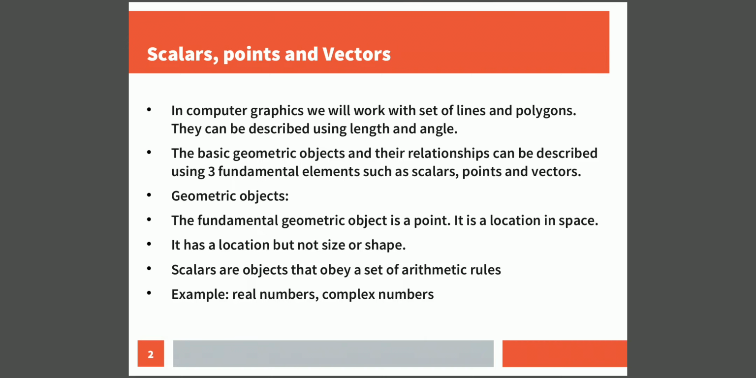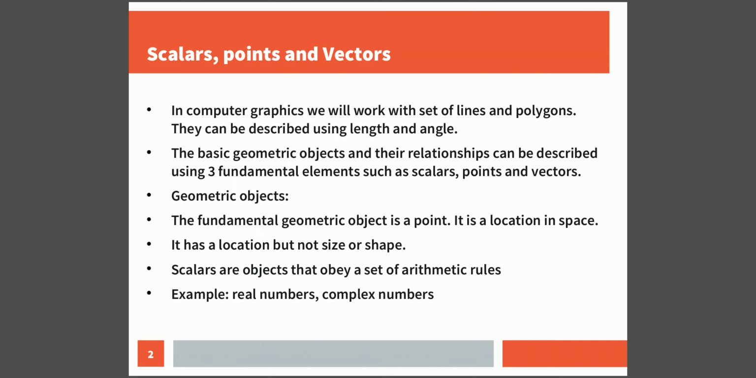When we consider these geometric objects individually, the most fundamental geometric object is the point. A point can be defined as a location in space. A point doesn't have a size or a shape. Then the second geometric object is a scalar.